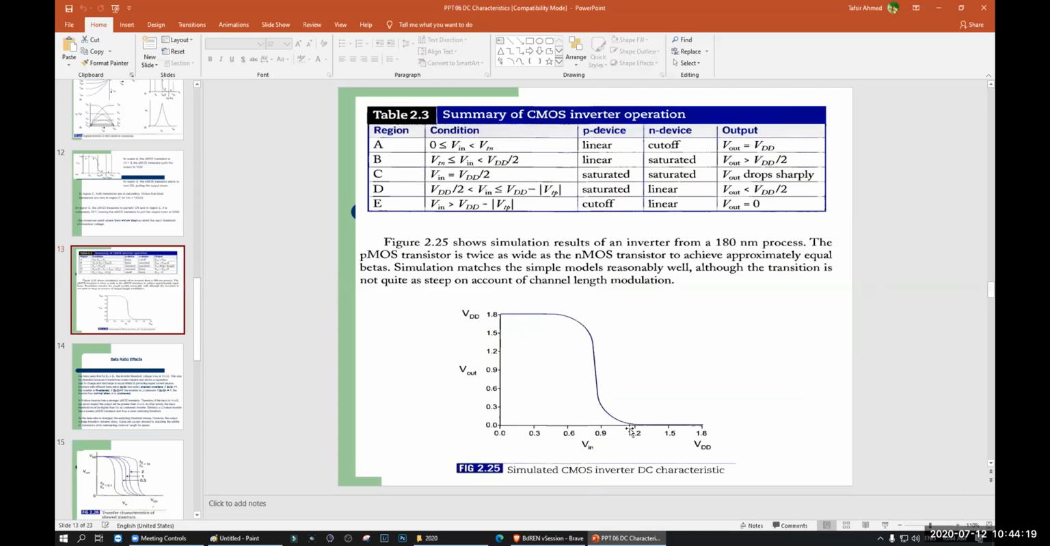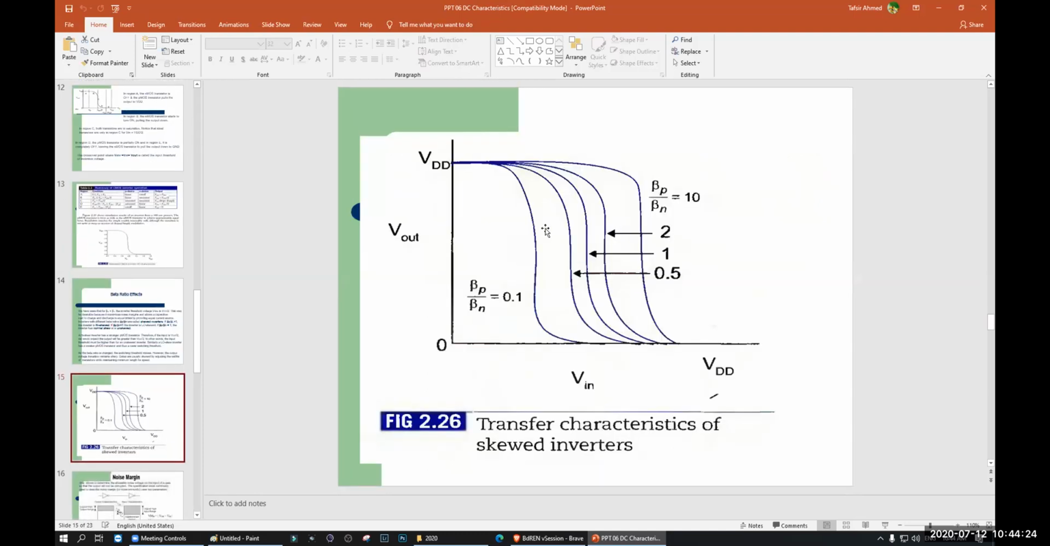You have already seen this graph in your lab number 1. Remember the lab number 1? And I have already told you about this, the skewness, beta ratio effect. Remember, if the beta ratio is 1, that means if beta P and beta N are equal, the graph will go at the middle. If the beta ratio is bigger than 1, then that will go through the right side. Look at this. This is the beta when the ratio is 1. Here when the ratio is 2. Here when the ratio is 10. But when the beta ratio is less than 1, that time it will go through the left, right?